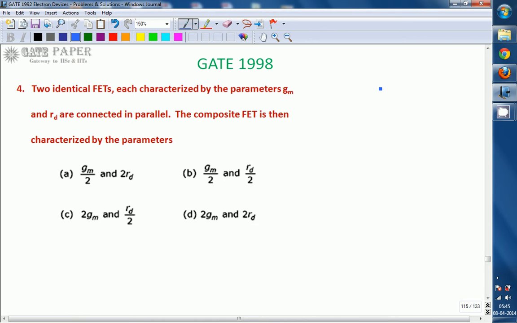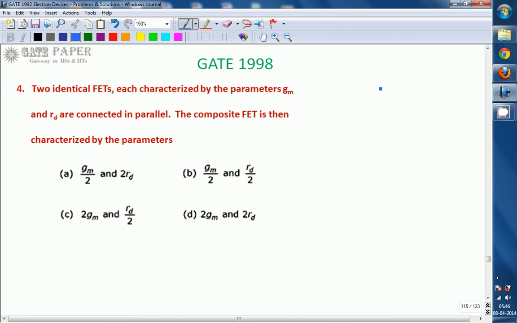We are discussing the GATE 1998 ECE paper, and this question is related to electronics. Two identical FETs, each characterized by the parameters gm and rd. gm is transconductance, rd is drain resistance or output resistance. Two identical FETs are connected in parallel. The composite FET is then characterized by which parameters? That is, the overall transconductance and overall drain resistance when two identical FETs are connected in parallel.